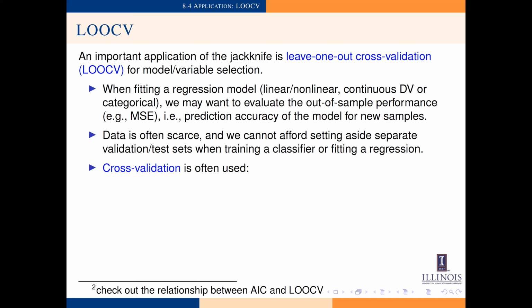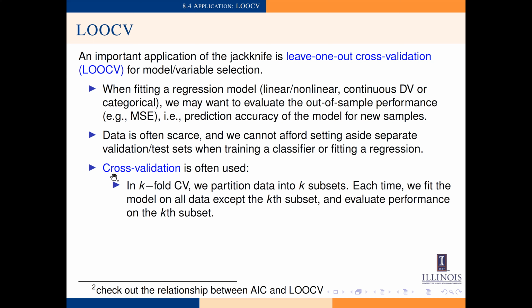In these cases, an alternative to setting aside a test set is using cross-validation. In k-fold cross-validation, we partition our dataset into k subsets. For each fold, so for each time, we fit the model on all data except the k-th subset. And then we evaluate the performance of the model on the k-th subset.